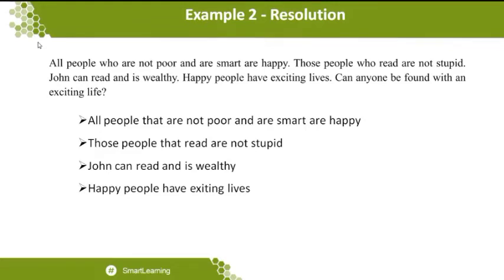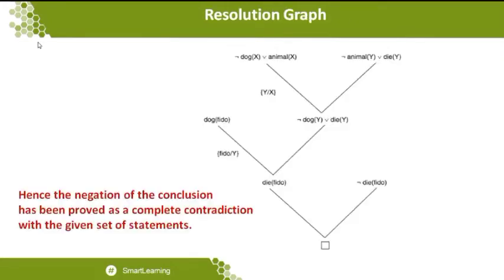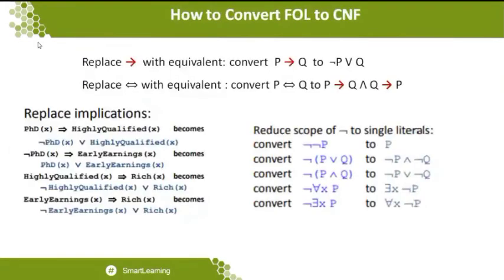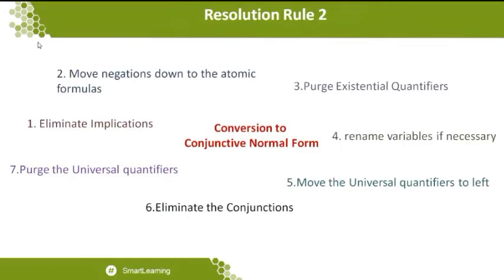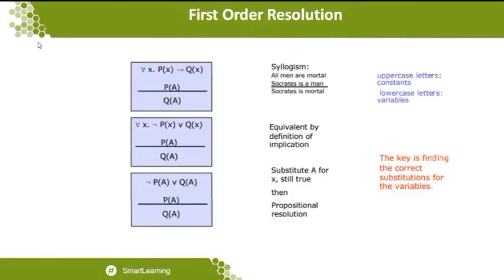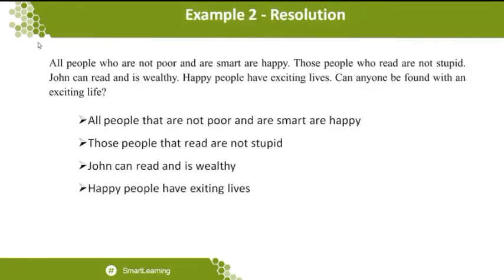If you want, I will review again the 7 steps that we reviewed in the first level of the presentation. That is: eliminate the implication, move the negation down toward the atomic formulas, purge the existential quantifiers, rename the variables if necessary, move the universal quantifiers, eliminate the conjunction if applied, and purge the universal quantifier. So these are the 7 steps to be applied, depending upon the statements you have.